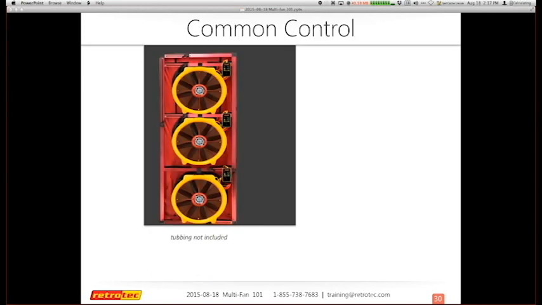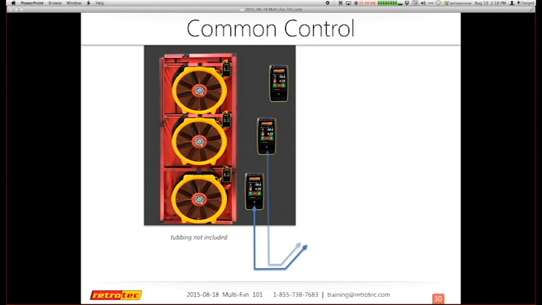So we're going to talk about some of the ways you can set up what's referred to as a common control. Even just 3 fans in one doorway can be a challenge amongst themselves, and one starts slowing down or going in reverse. So this is the better way to do it.